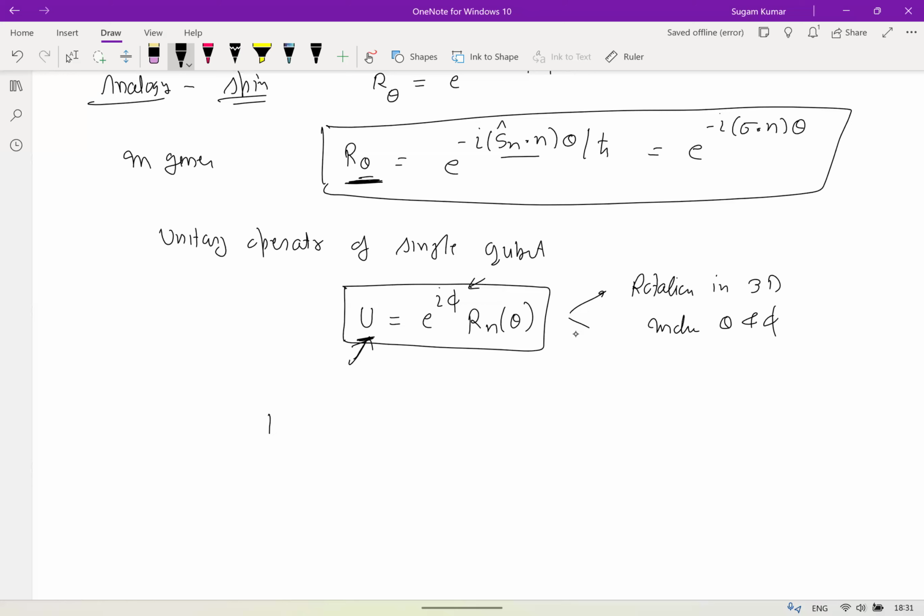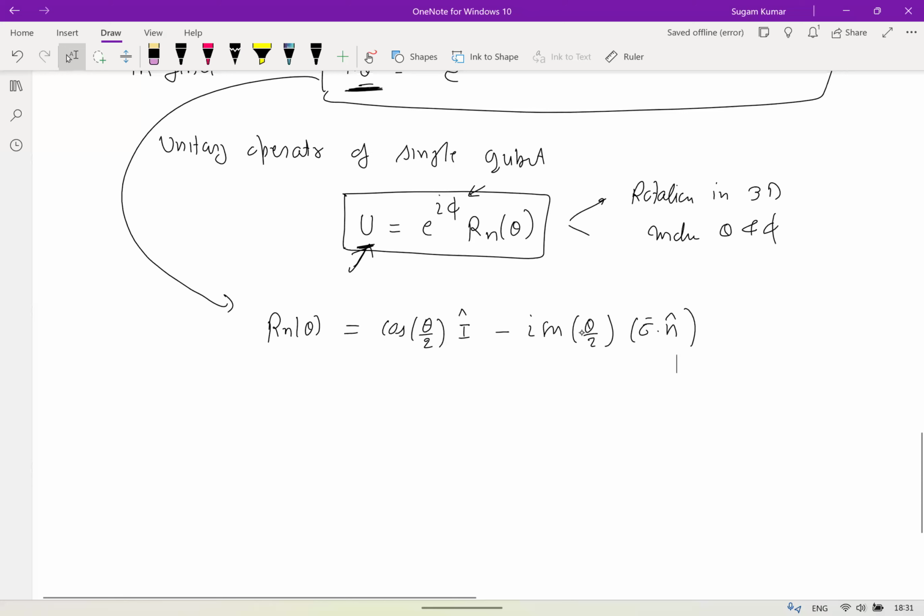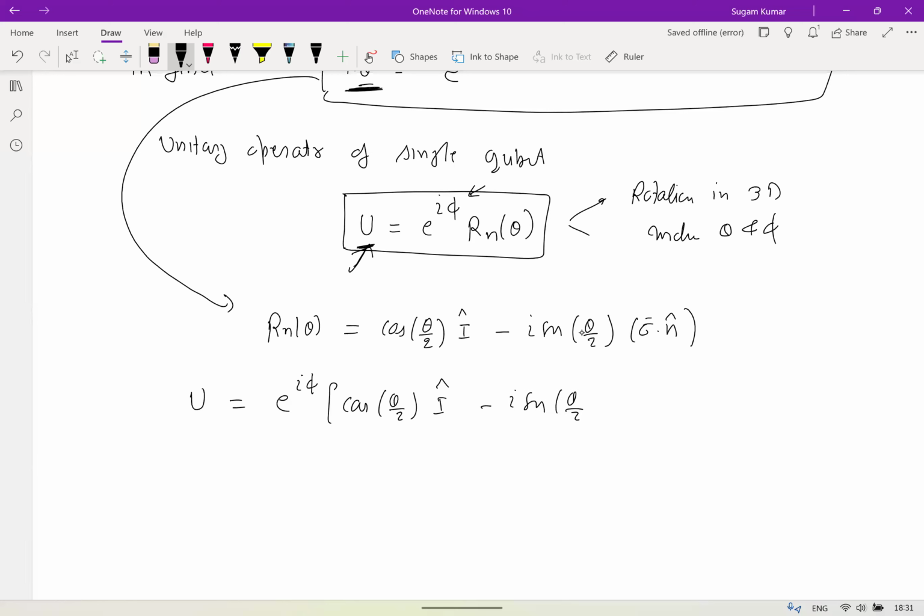In fact, now this r and theta, if you open this, and I will not solve, maybe you can try to now figure out. So this is going to be cos theta by 2 identity operator, and iota times sine theta by 2 and sigma dot n. And of course, when you're going to have a complete rotation in the 3 dimension, then it must be written like e power iota phi, and then cos theta by 2 I cap minus iota sine theta by 2 sigma dot n.